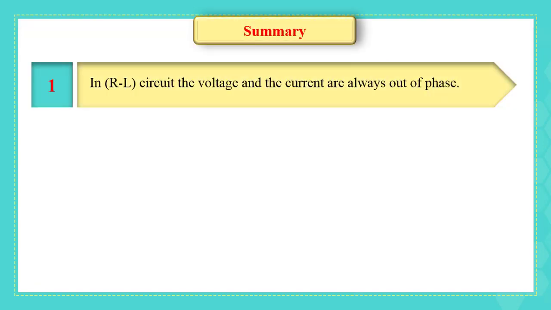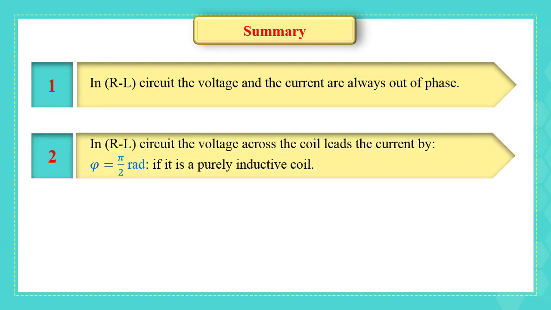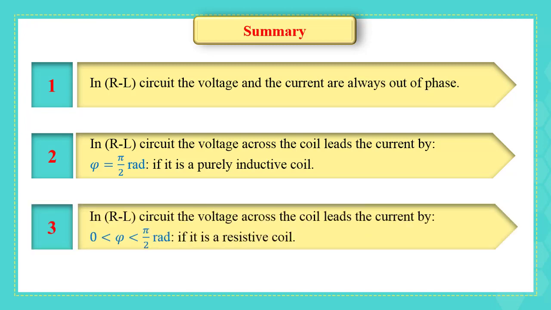Summary. 1. In an RL circuit, the voltage and the current are always out of phase. 2. In an RL circuit, the voltage across the coil leads the current by phi equal pi over 2 if it is a purely inductive coil. And in an RL circuit, the voltage across the coil leads the current by phi between 0 and pi over 2 if it is a resistive coil.